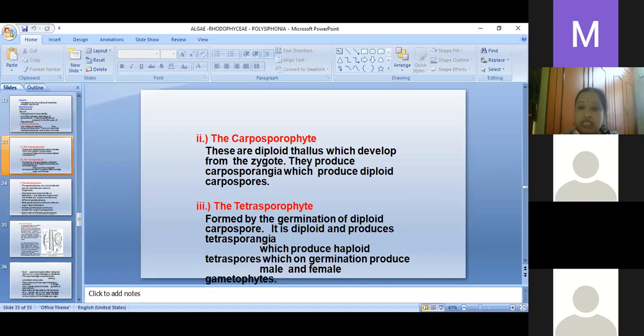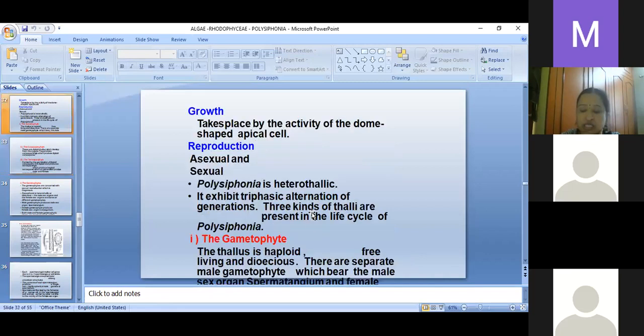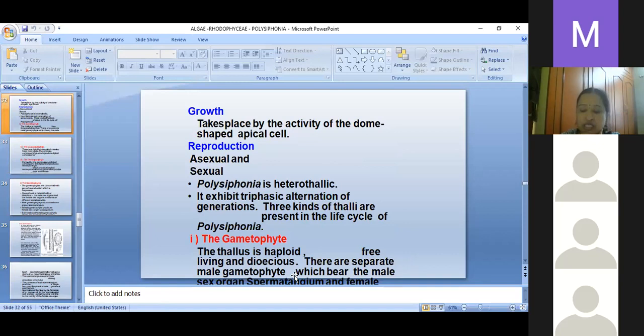Hey girls, tell me, today is the last class, express yourself. Which phase is the haploid phase? Gametophyte. Yes, the gametophytic phase is the haploid phase. Here you can observe three phases. Don't write asexual, don't write sexual, girls. How many phases are there? Three phases. The gametophytic is the haploid phase.